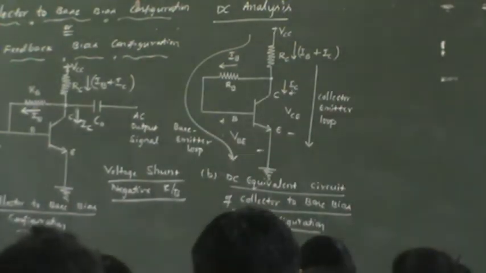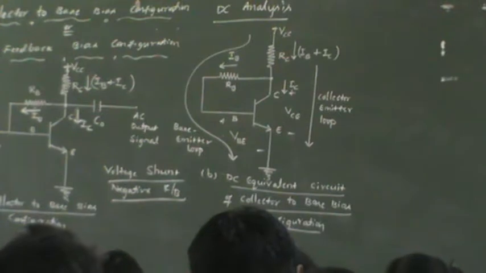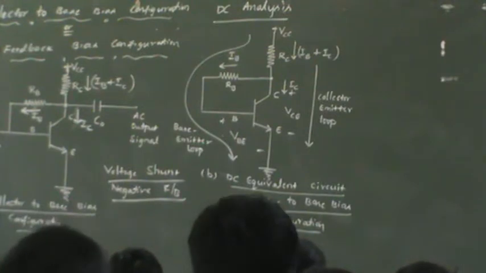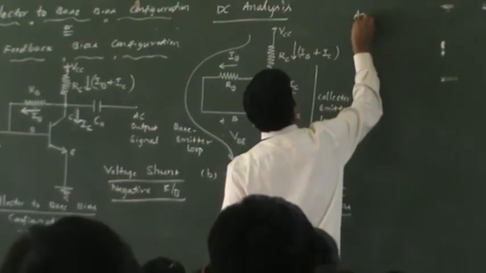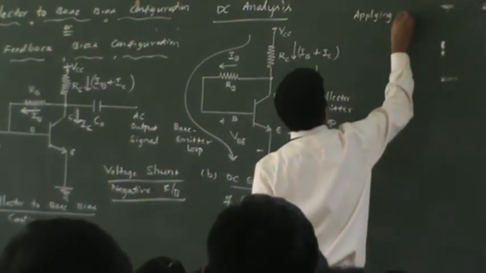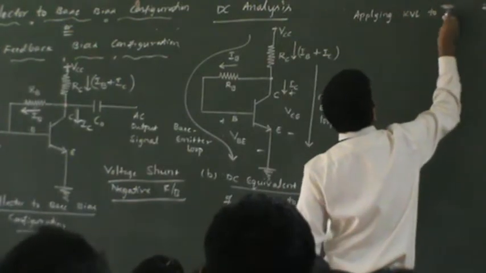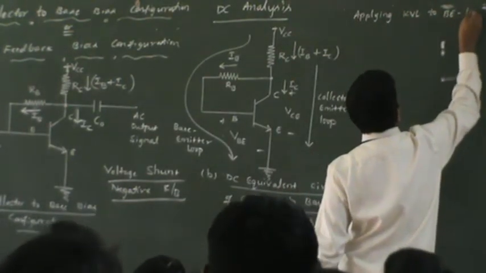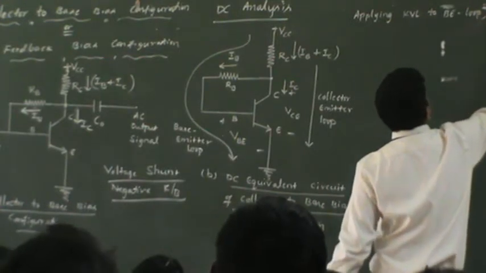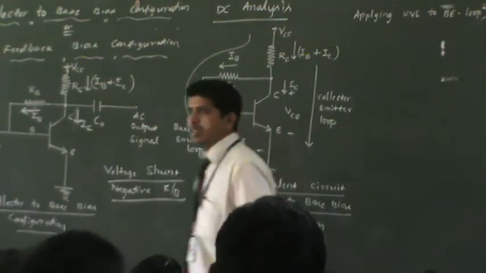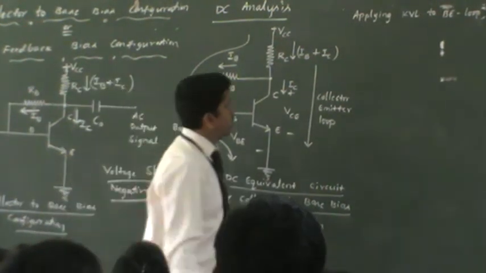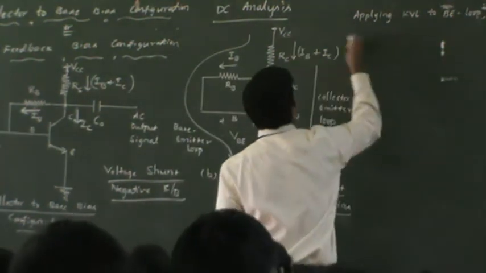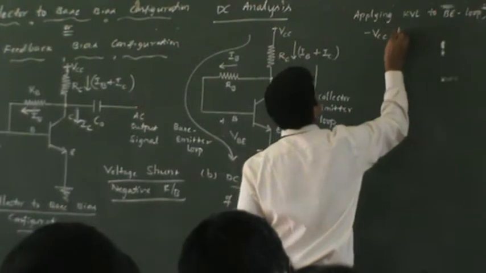And you can follow the usual procedure that we did for calculating the quiescent current and the collector current. Apply KVL to the base emitter loop of the DC equivalent circuit of the collector to base bias configuration and see what we get.